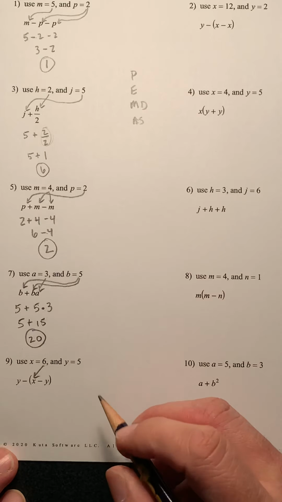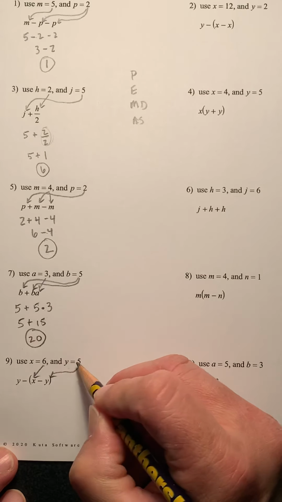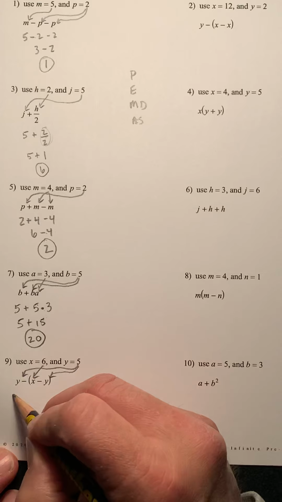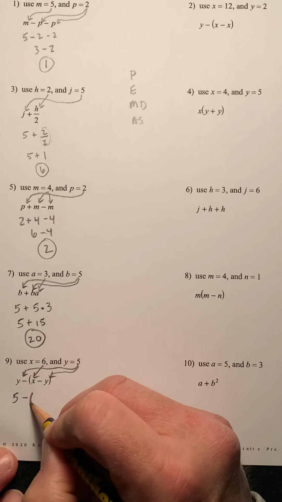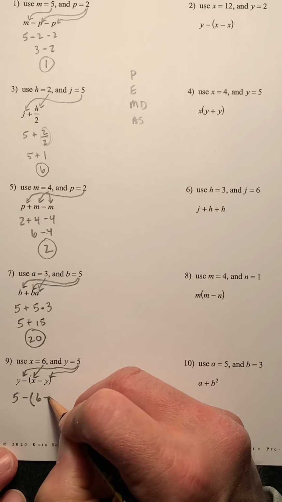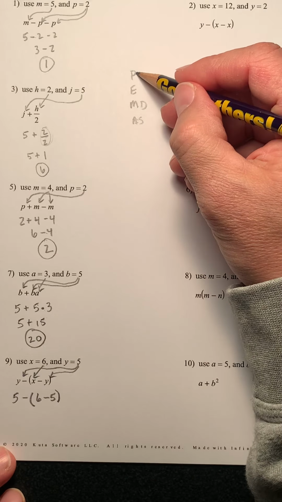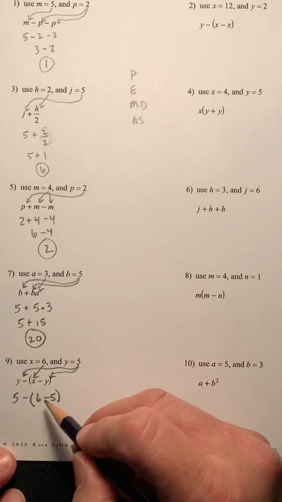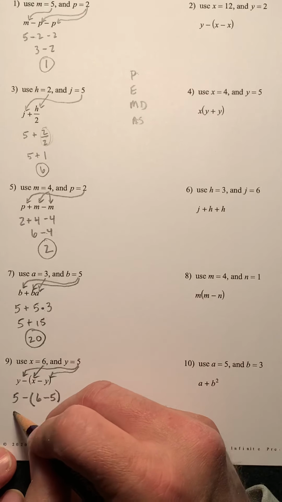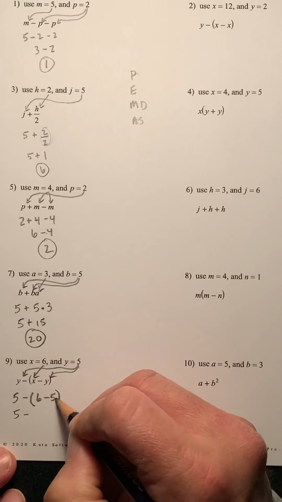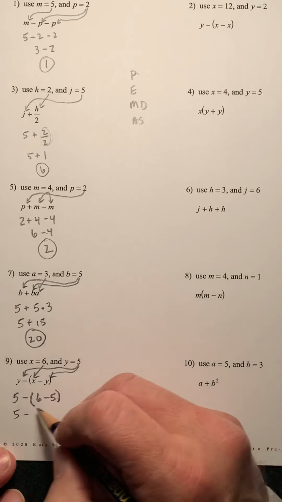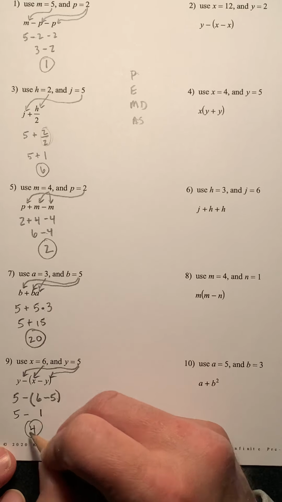And last but not least, number 9. In place of the x, we're going to put a 6. In place of the y's, each y gets a 5. So we go 5 minus, parenthesis, 6 minus 5, close parenthesis. Now, order of operations says do parentheses first. Well, we're going to do inside the parentheses first. So this problem becomes 5 minus 6 minus 5 is 1. And now I can do 5 minus 1 and get an answer 4.